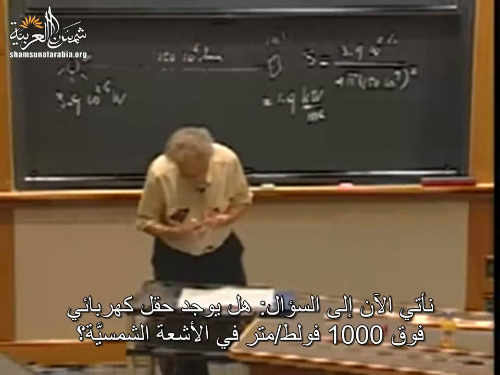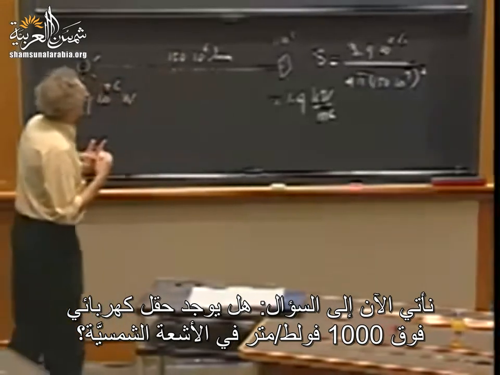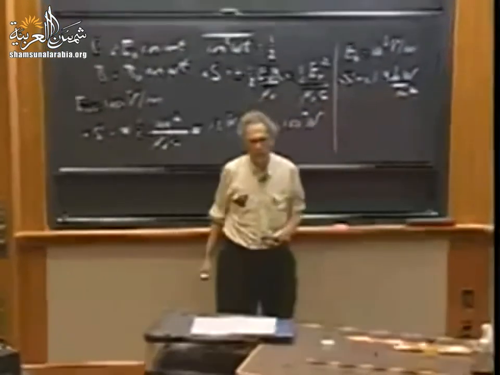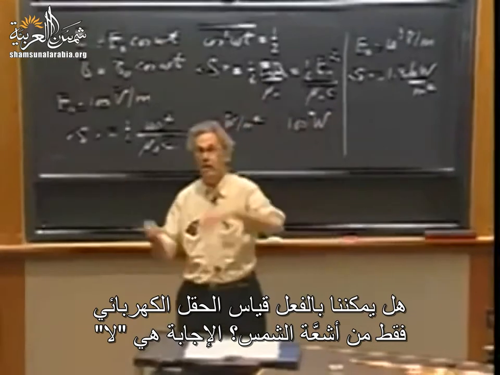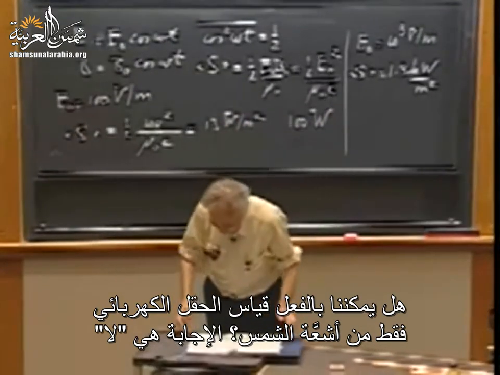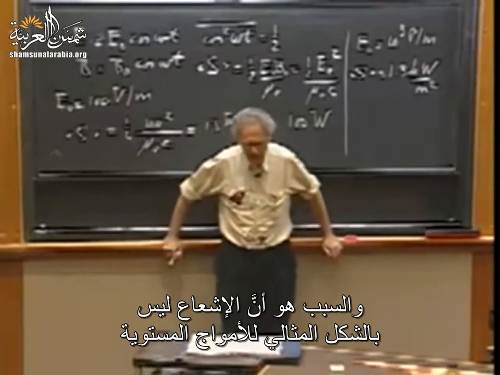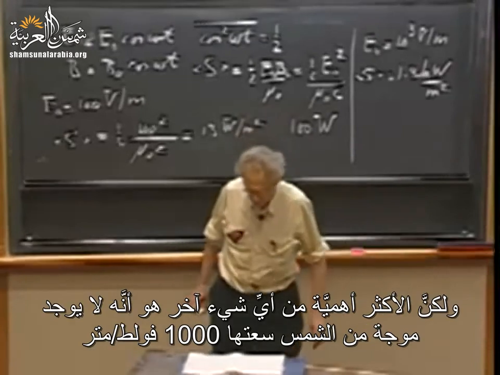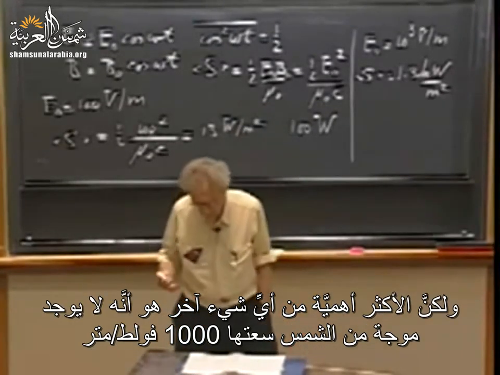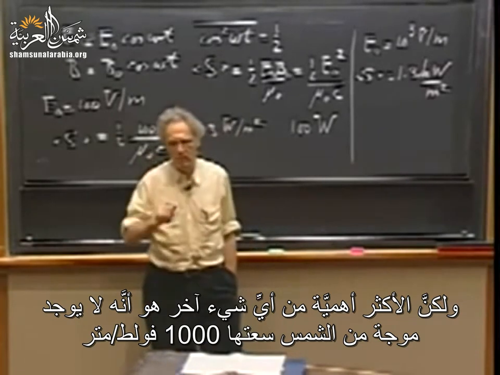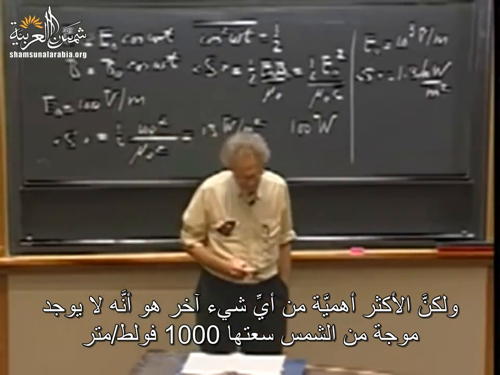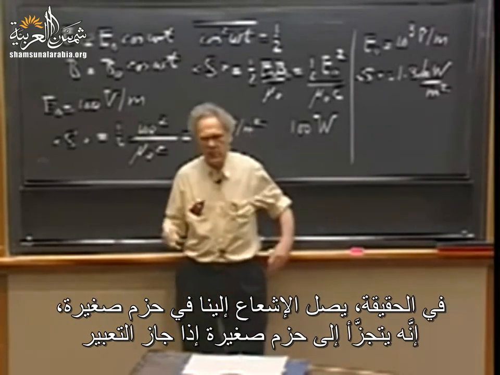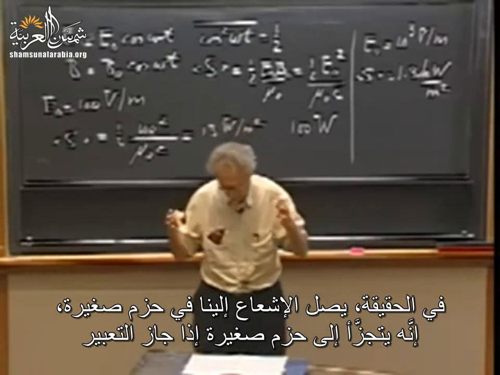Now comes the question, is there such a thing as an electric field of 1,000 volts per meter in the solar radiation? Could we actually measure the electric field just from the radiation of the sun? And the answer is no. And the reason is that the radiation is not really in the form of our idealized plane waves, but more important than anything else is that there is no such thing as just one wave from the sun that has the amplitude of 1,000 volts per meter. In fact, the radiation reaches us in small packages, broken up in pieces, so to speak.